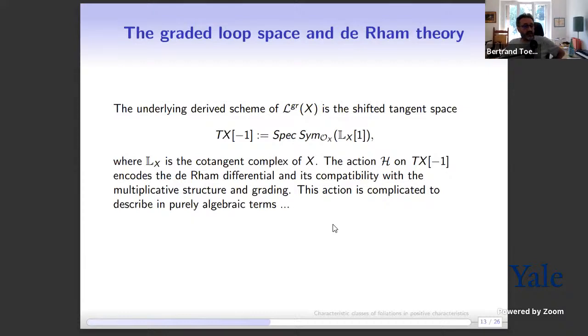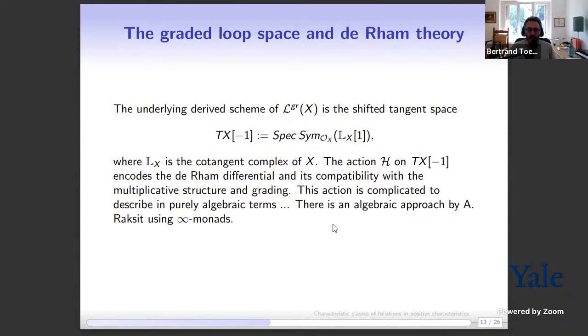Now, this action here, by construction, is an action of a group stack on the Dirac scheme. If you want to describe this purely algebraically, it's a bit complicated. There is a work by Harpaz-Raksit, which is purely algebraic. There is no mention of stacks or derived stacks or anything. It uses infinity monads, and it's not really simple in a way, but it's purely categorical, I would say. It's a purely categorical approach.